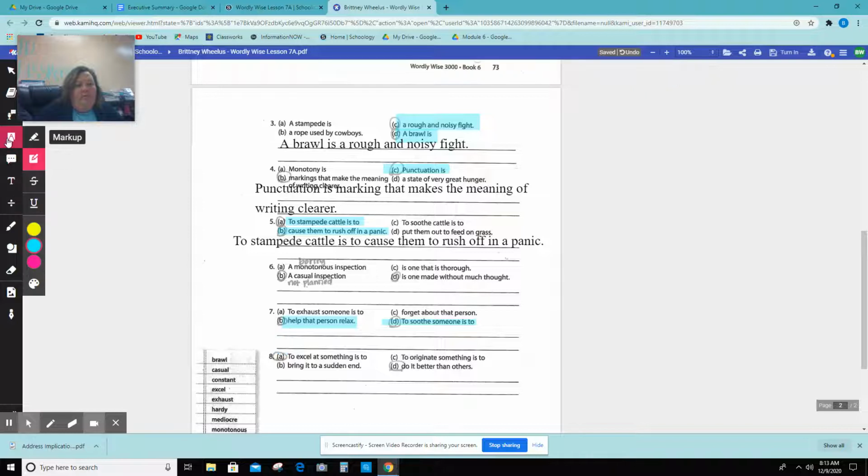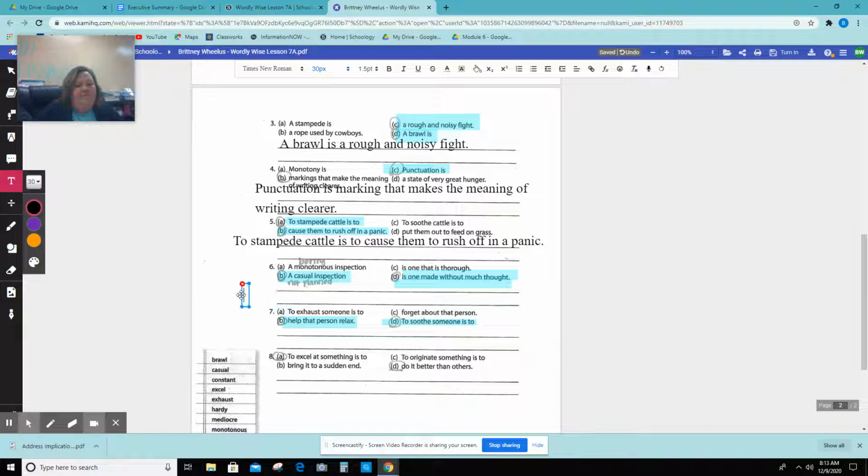Well, I done highlighted the wrong one. All right, now let's go back to the text. And I should have said I have highlighted the wrong one. No, I had done highlighted. A casual inspection is one made without much thought.